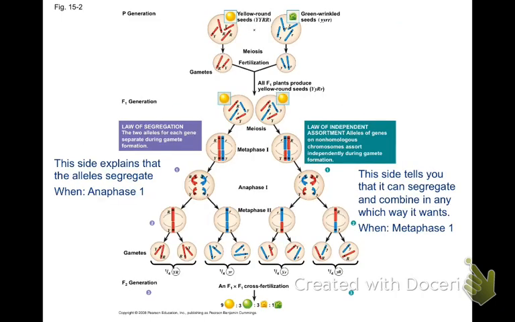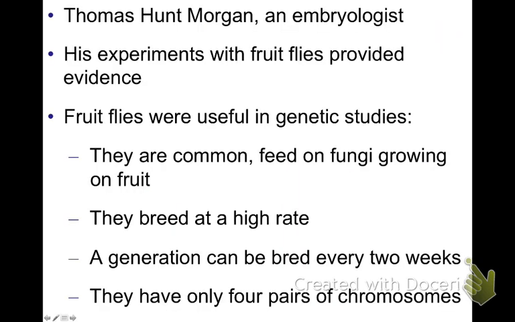So in metaphase 1, you can have the shuffling, and it can be any combination you want. In anaphase 1, the alleles segregate, meaning when there was a situation wherein there were two alleles, let me just go back.